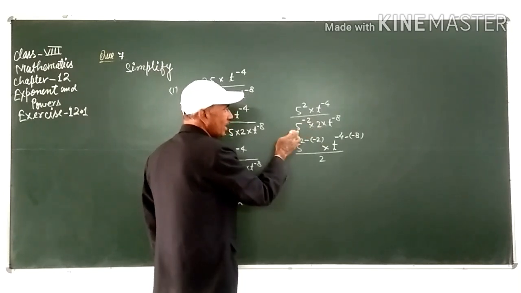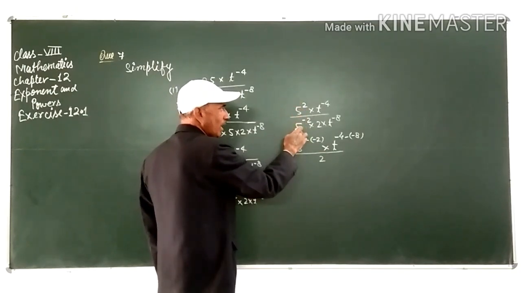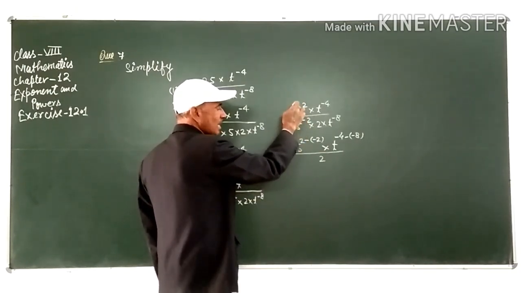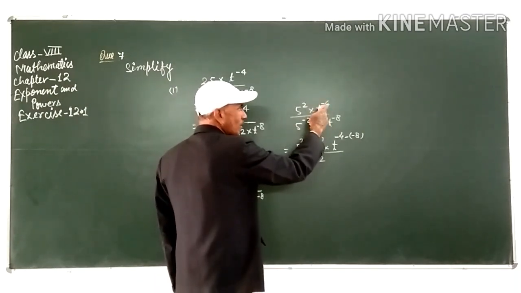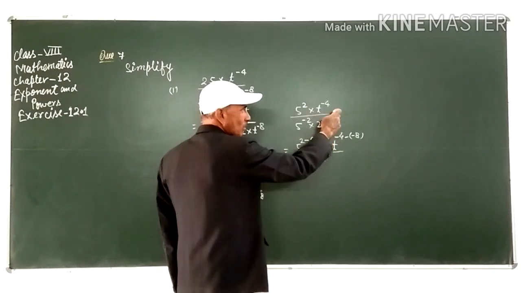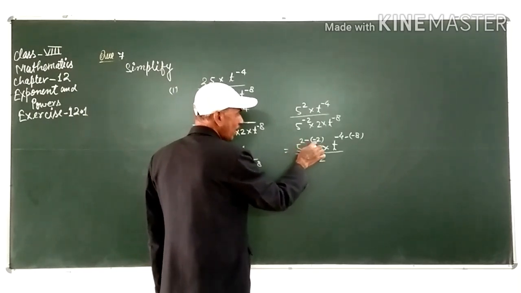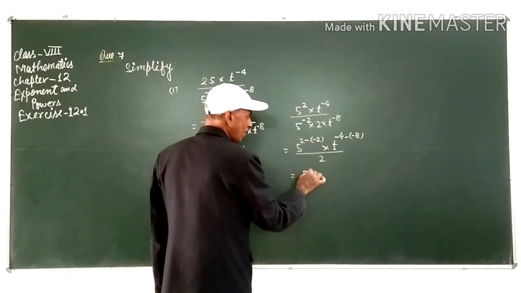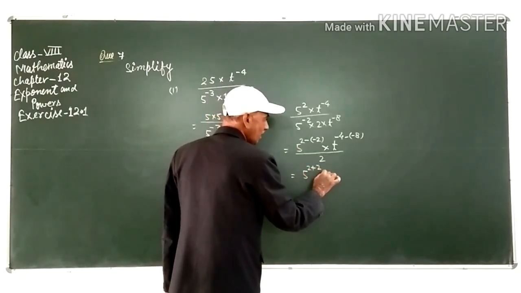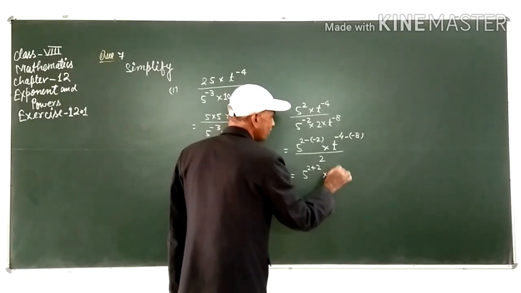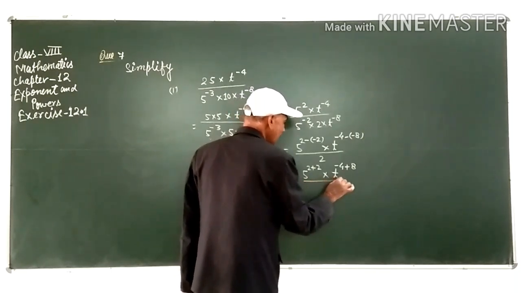You have to understand this part here. This one minus 2 means 5 to the power 2 divided by 5 to the power minus 2. If there is a sign of division, the exponents will be subtracted. And at the same time, t to the power minus 4 divided by t to the power minus 8. Clear friends? So minus into minus will be plus: 5 to the power 2 plus 2, into t to the power minus 4 plus 8, upon 2.